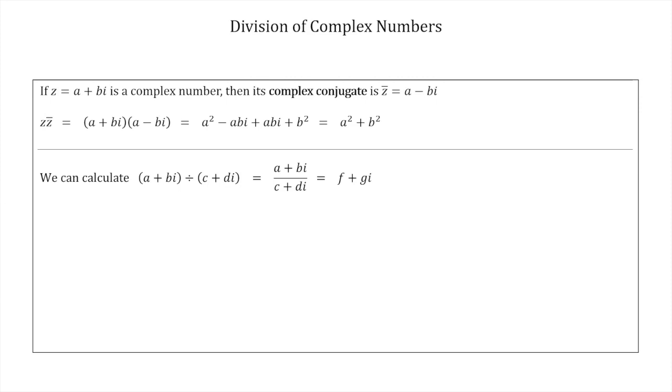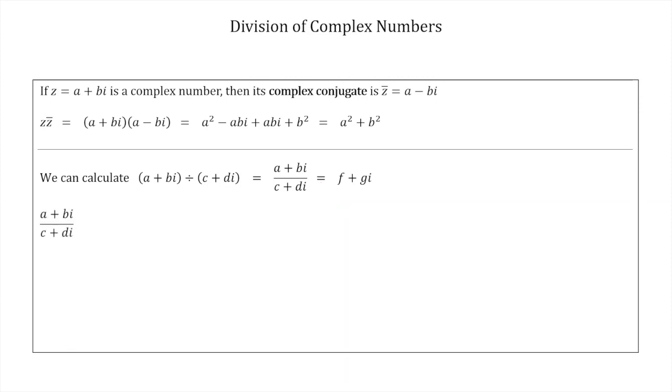f and g are some real numbers, but how do I find them? Because it's not currently in that form, written as a fraction. So how do I do this? How do I get from a plus bi over c plus di to f plus gi? Well, let's have a look.